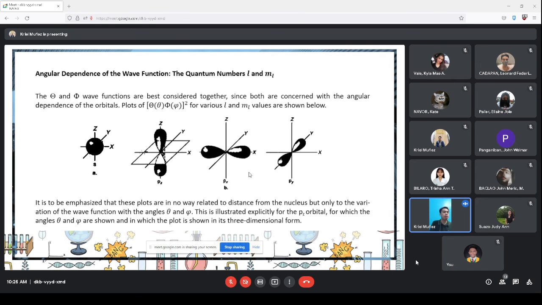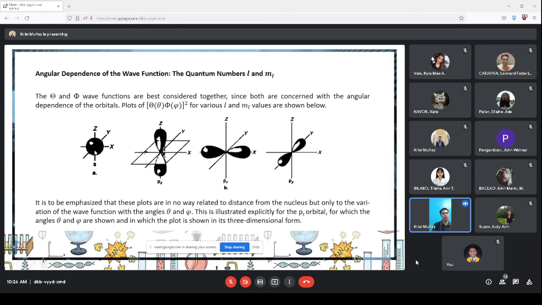Okay? So, of course, yung equations ng phi and theta, pagsasamahin natin as a function. No? Since both are concerned with the angular dependence of the orbital, so plots of the phi and phi times theta wave function square for values L and M sub L values are shown below. Okay, so it is to be emphasized that these plots are in no way related to distance from the nucleus, but only to the variation of the wave function with the angles theta and phi. This is illustrated explicitly for the PZ orbital, for which the angles theta and phi are shown, and in which the plot is shown in its 3D-dimensional form.